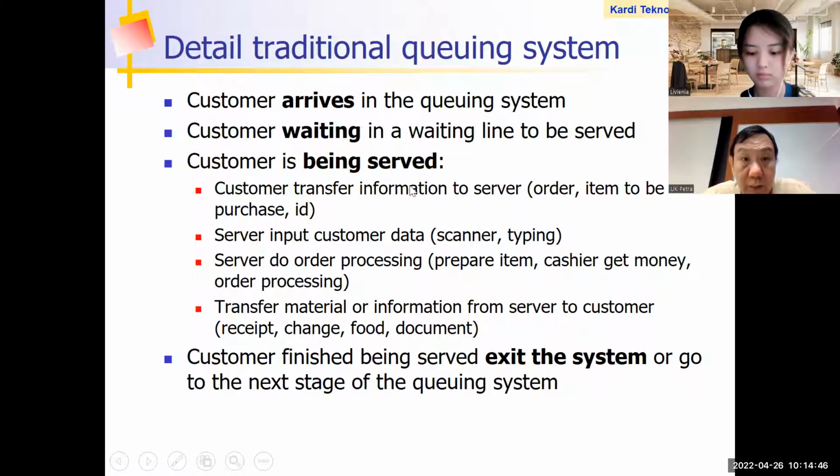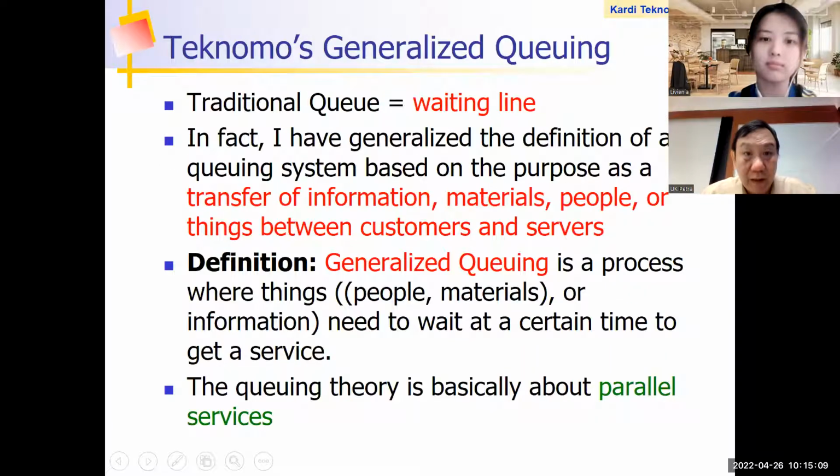So if you look at this, there is a lot of transfer of information, right? That means if you can separate the material from the information, you can actually reduce the queuing time. You get it? That's the basic idea there.